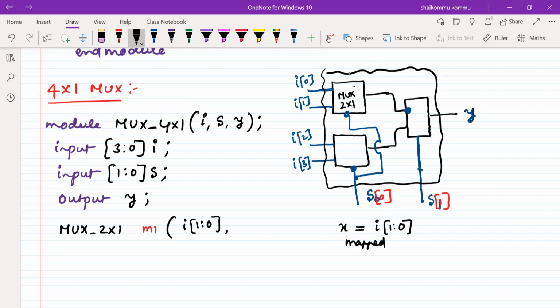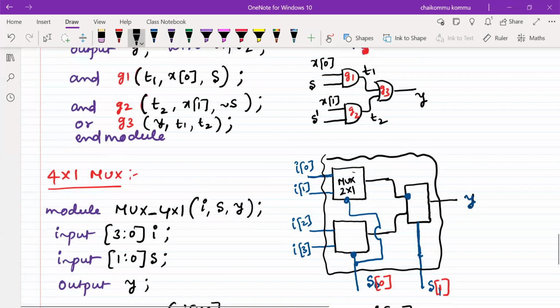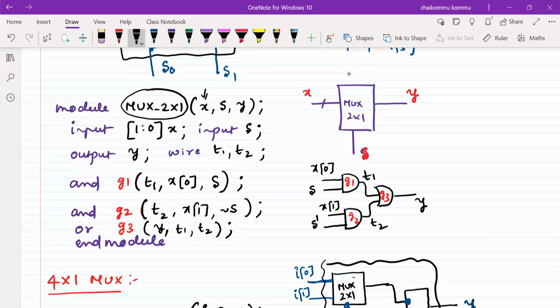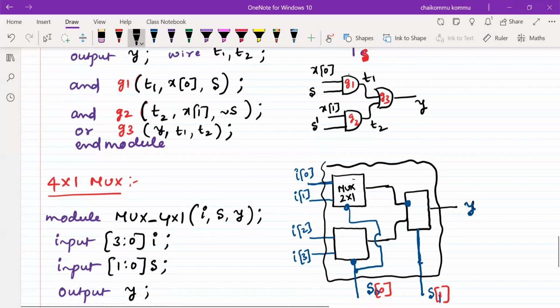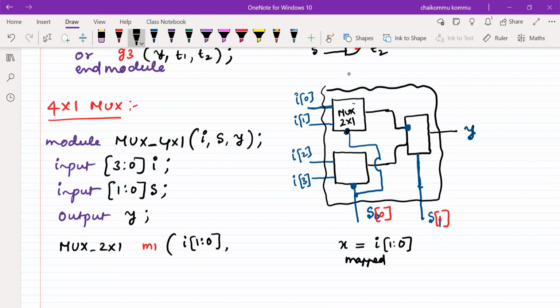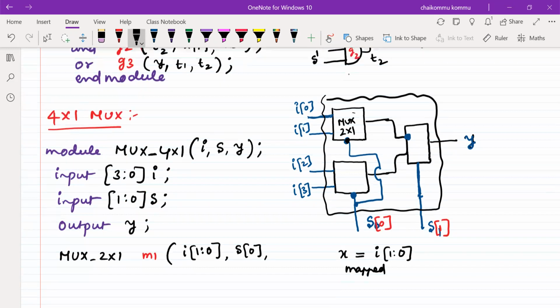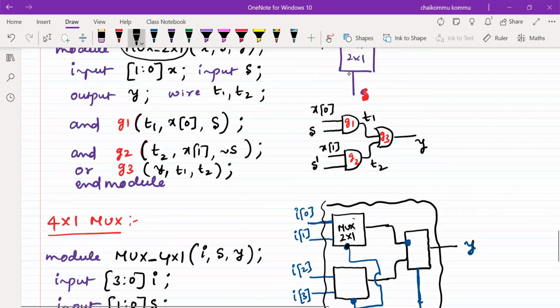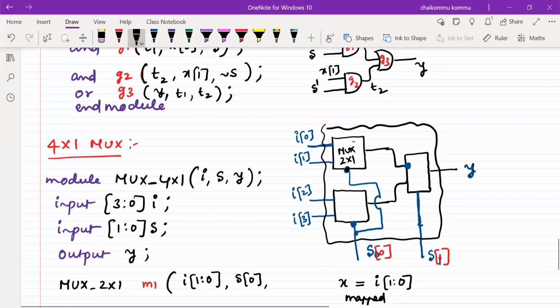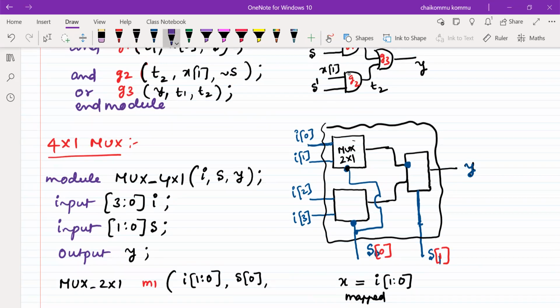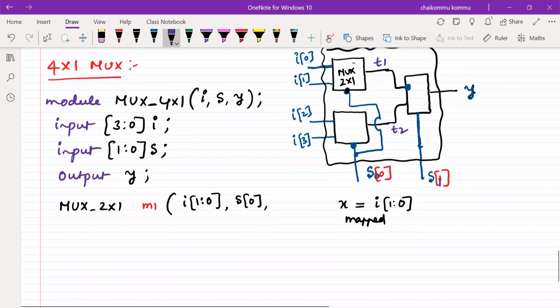Now we need to have a single select for this one. What is the data component that we need to have? This is actually S of 0, therefore we need to write S of 0. What is the output for this one? We need to write an output for this, Y means here the output is required. What is the name? Let us give, for example, T1. This is T2, for example. T1 I'll write.